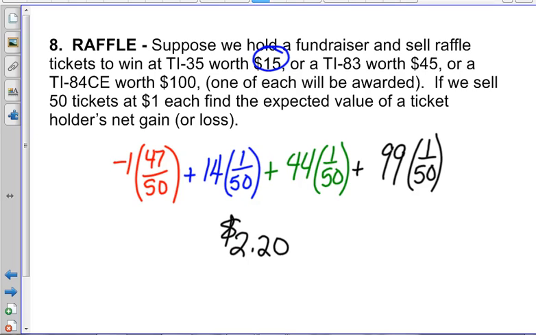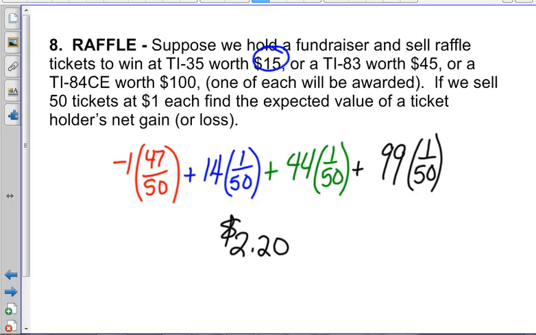So the question is, is this a good raffle to enter? Because your expected average value is positive, right? Now, it doesn't mean you're necessarily going to win. There are still 47 people who are going to lose $1. But if I were selling 800 tickets, do you think the expected value would be positive?